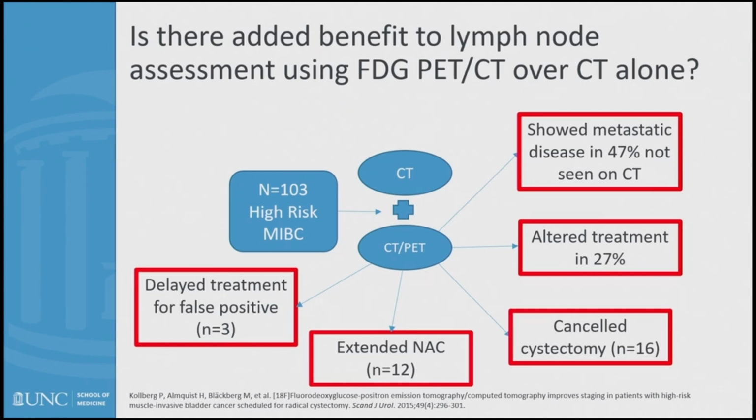they looked at that PET CT and they compared it to their standard axial imaging and said, is there a difference between these two imaging types, and how did that impact management? And you can see here that the PET CT showed metastatic disease in 47% of patients that was not actually seen on their conventional imaging, and this altered treatment in over a quarter of their patients. 16 had their cystectomy canceled, 12 had their neoadjuvant chemotherapy extended, and then 3 patients actually had delayed treatment because they had a false positive FDG PET.